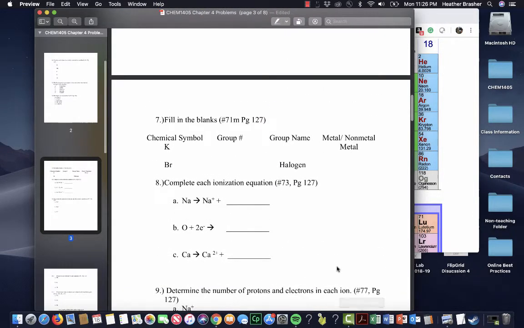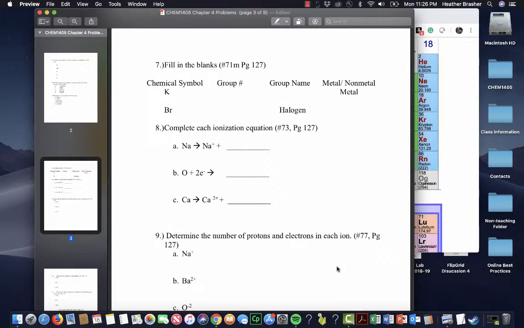So now let's go to number 8 here. And so when we have these ions, and this is number 73, right? Atoms can ionize. And they ionize based on their stability state. Some of them are more likely to give up electrons. Some of them are more likely to gain them. And so when they form ions, we want to be able to figure out what they're losing in the sense of that overall kind of change.